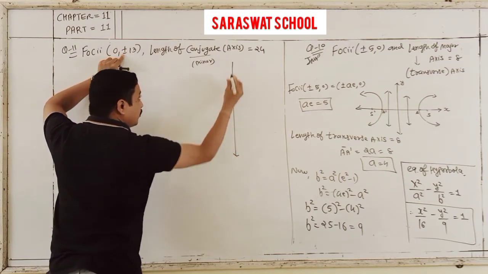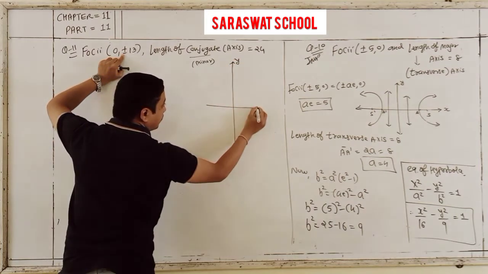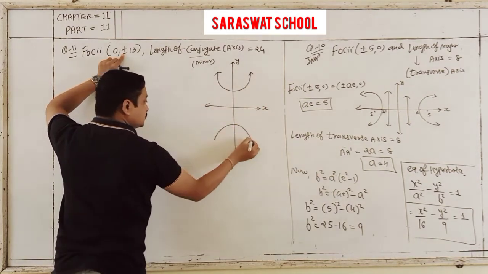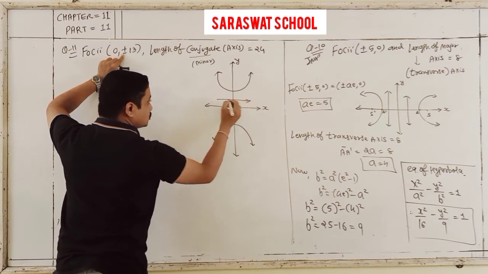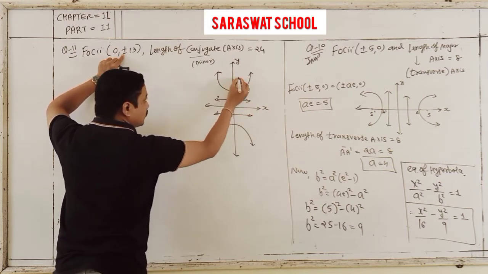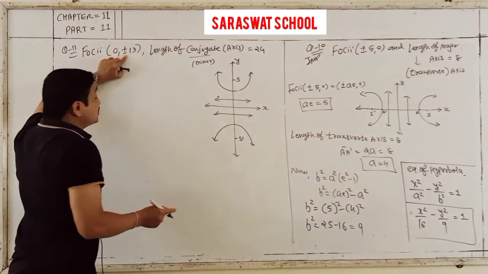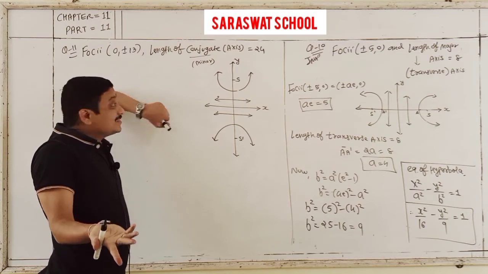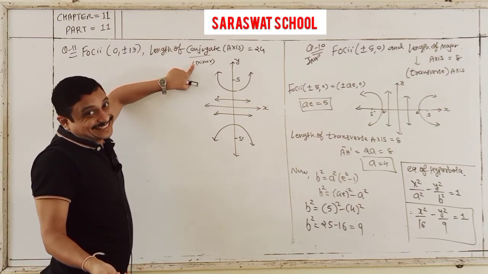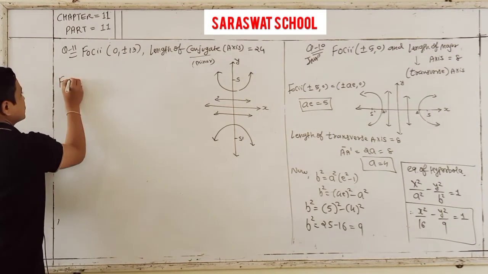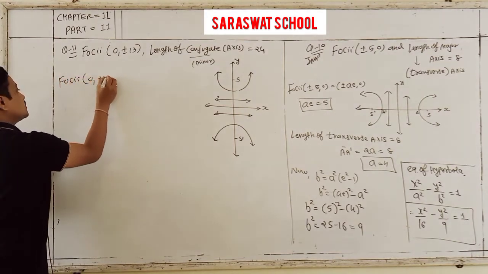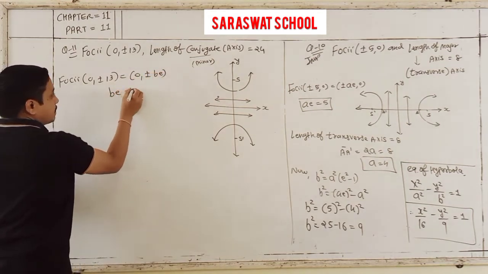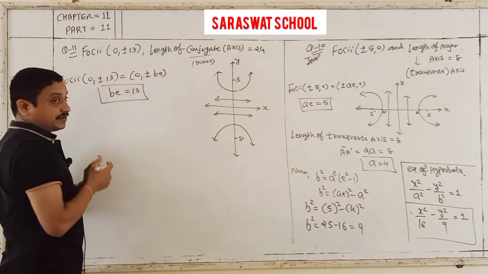I will draw our drawing: your y, your x, that's your y-axis. This side also, and here your two directrices. That's your focus S and S'. Given 0 comma plus or minus 13, it means your transverse axis, major axis, is the y-axis, and the minor, conjugate axis is the x-axis. So, students, here I have written the focus 0 comma plus or minus b, so b becomes exactly 13.